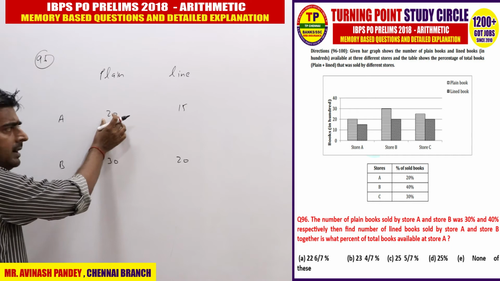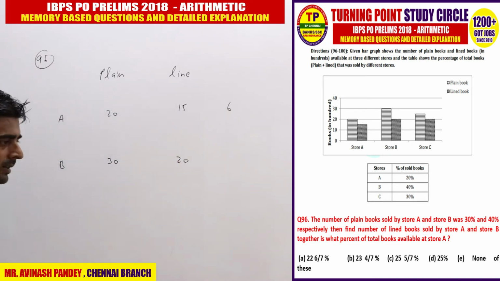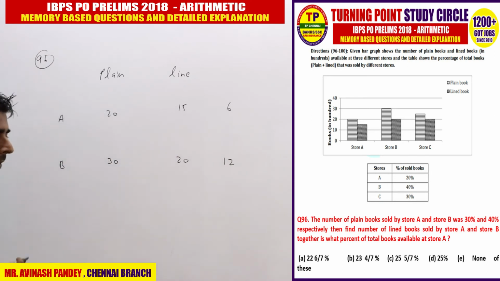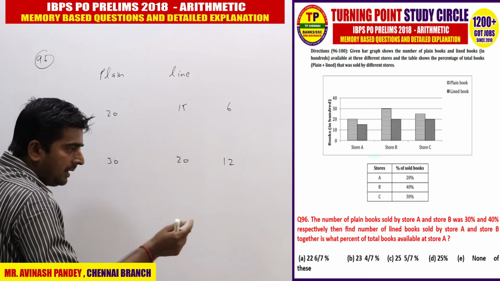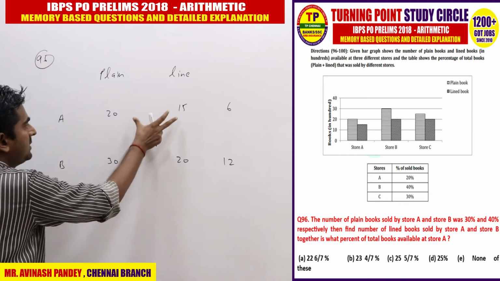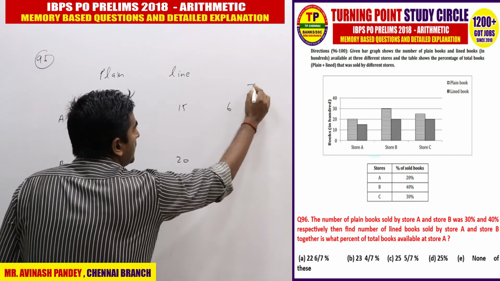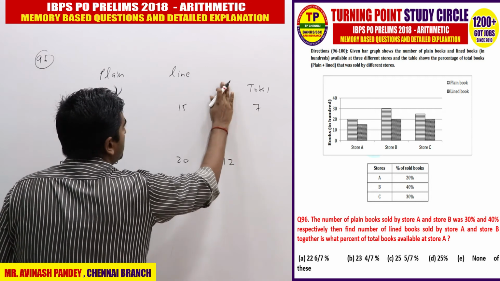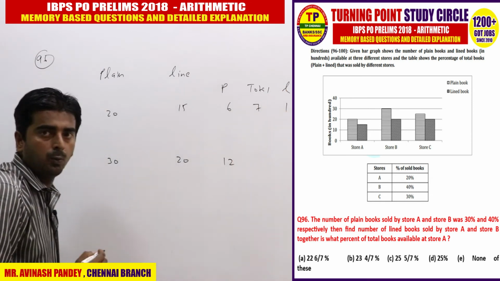What is 30% of 20? It is 6. Then what is 40% of 30? It is 12. Now find the number of line books sold, so they are asking about line books here. How many total books are there in store A? 35, and the percentage value is 20%. What is 20% of 35? It is 7. This is the total, and this is the plain book, 6. Then what about line books? Line books is 7 minus 6, which is 1.